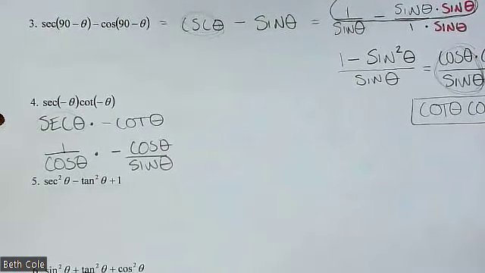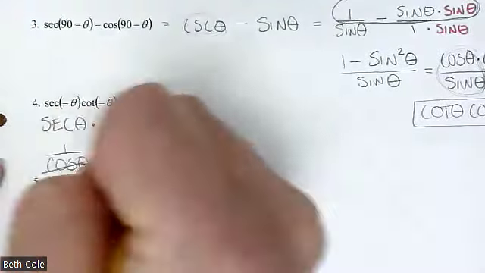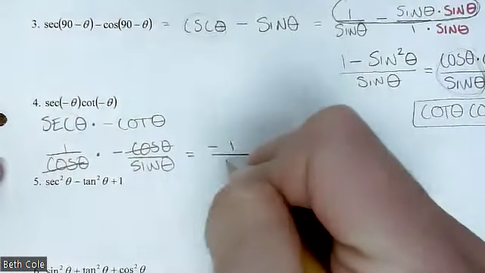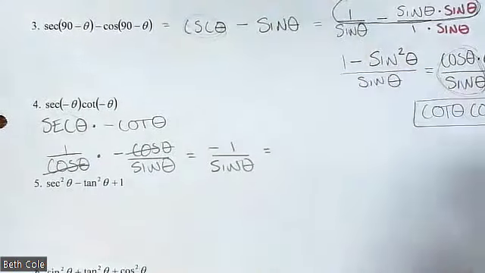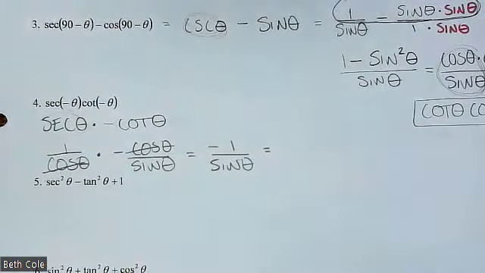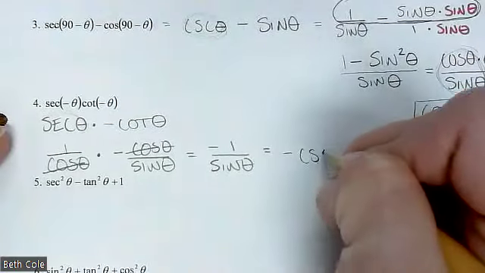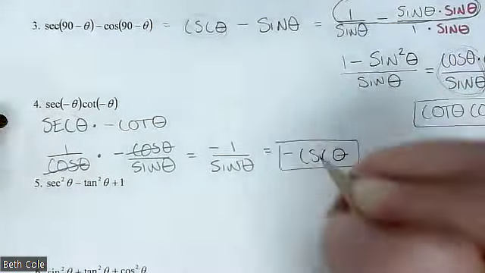All right, and then what? What's going to happen there? Cosines cancel, you get -1 over sine. And then you've got one more step. What's your reciprocal of sine? Cosecant. So it's negative cosecant.